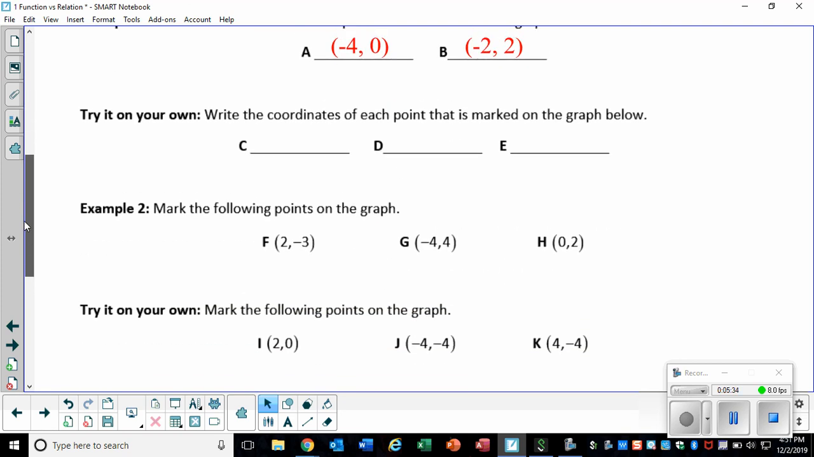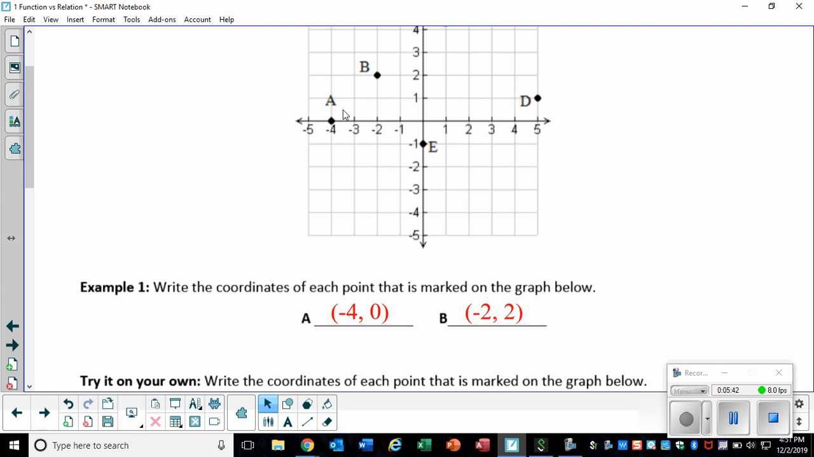Now, for example 2, we're going to mark the following points on the grid. So the first one is 2, -3. I'm going to go up to the graph and start off at 2 on the x. So x is 2, but y is -3. The intersection of those two numbers, so here's where x is 2, here's where y is -3. The intersection is right here, so that's where my point goes. And I label it as F.